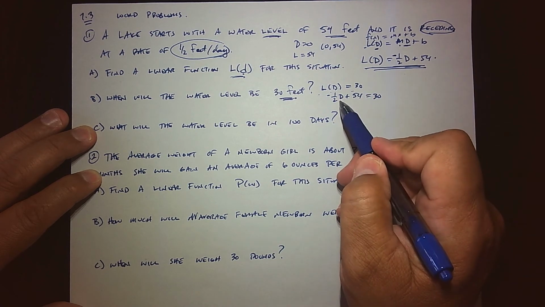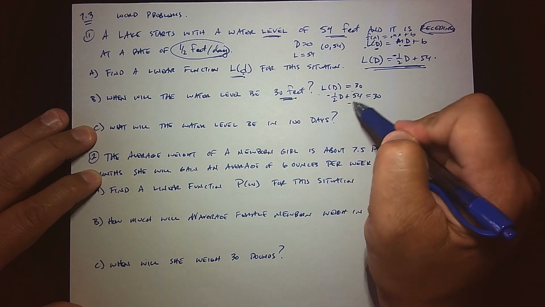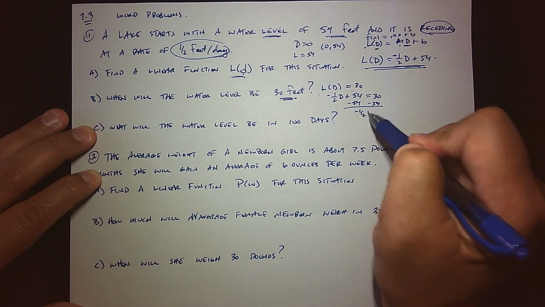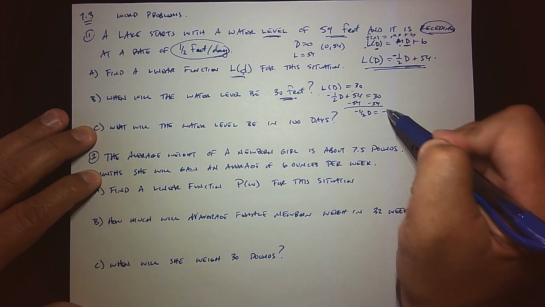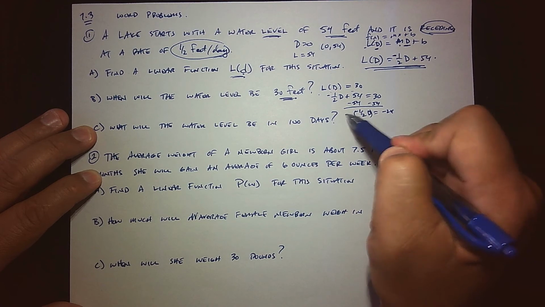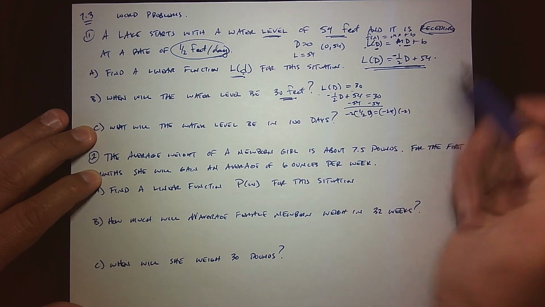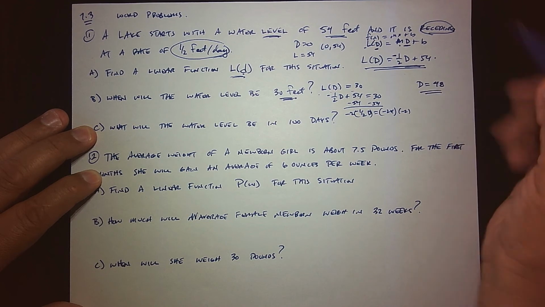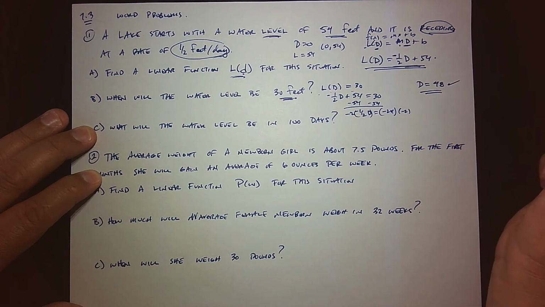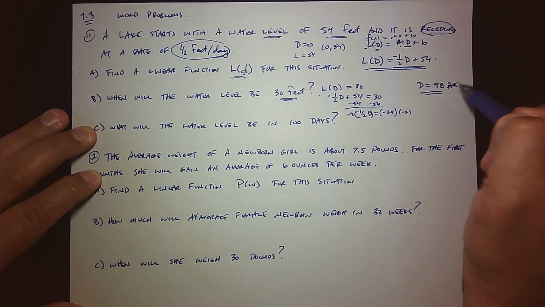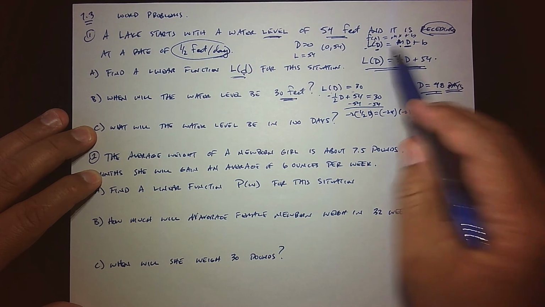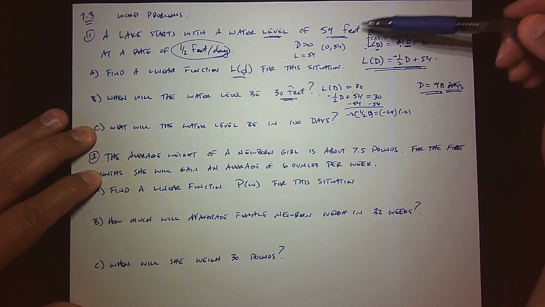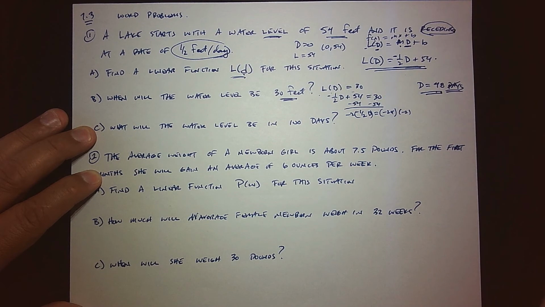So we have negative 1/2 D plus 54 equals 30. And so now we just have to solve for the day. And we do that by subtracting 54 from both sides, right? That'll give us negative 1/2 D equals, I believe that'll be a negative 24. And now if I multiply both sides by negative 2, we get that D is 48, I believe. So according to this model, it's going to take 48 days. Let's make sure we get our units. So for this model, it'll take 48 days for the lake to go from 54 feet to 30 feet.